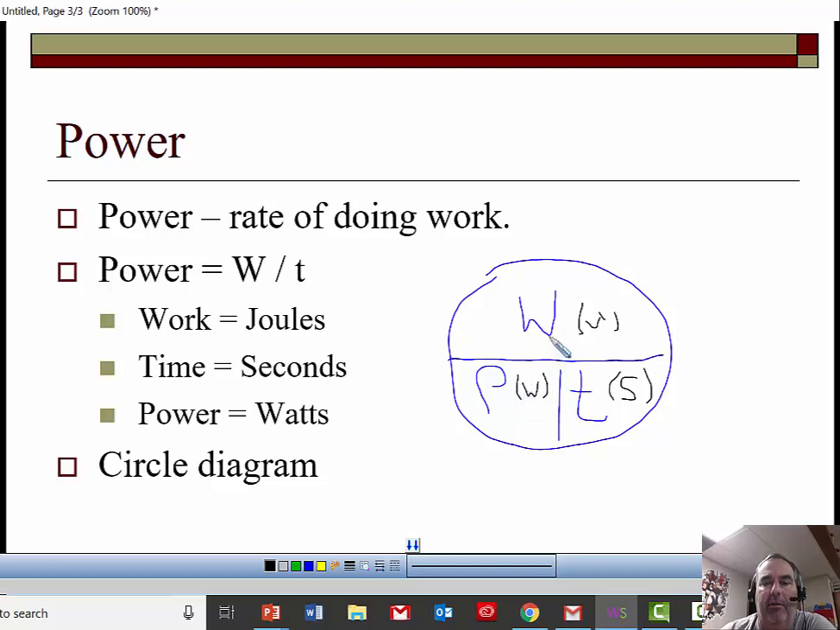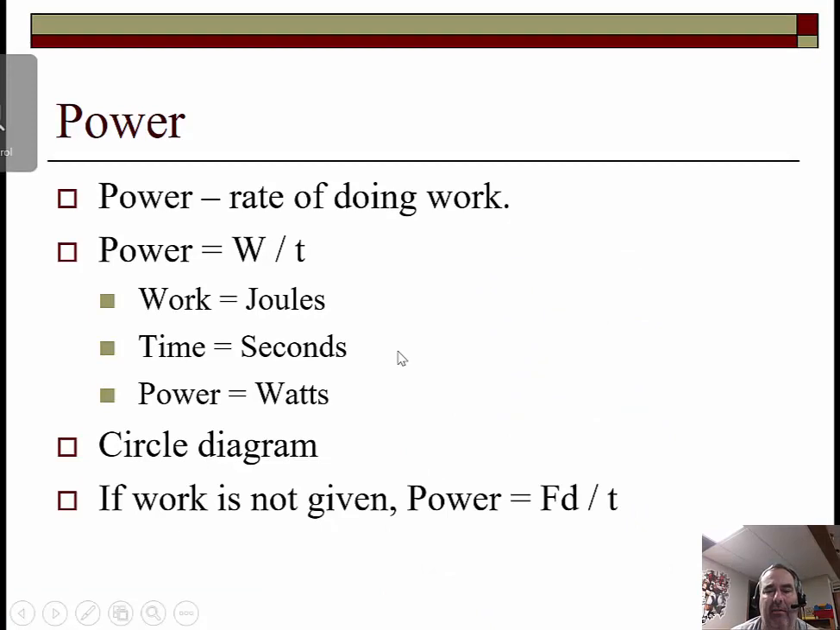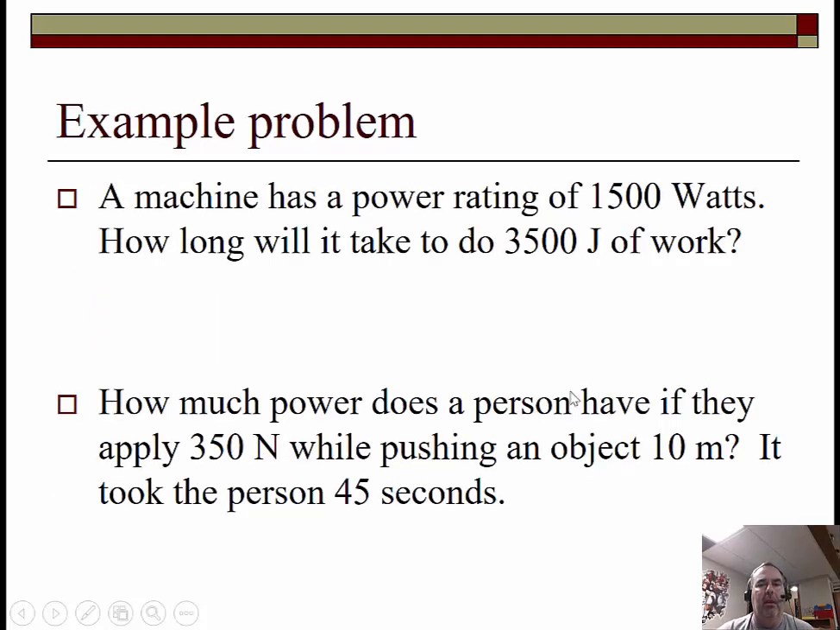Notice these two W's are different. This W, the one in blue, is going to be work. The one here in black is going to end up being watts. So if work isn't given, we do have an alternate equation, because we do know how to find work, where we said work was the force times the distance. So power equals FD, F times D, that's going to give us this work up here, and then we divide it by time.